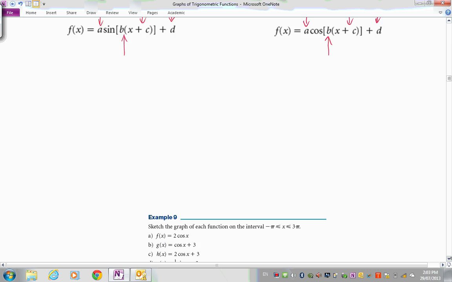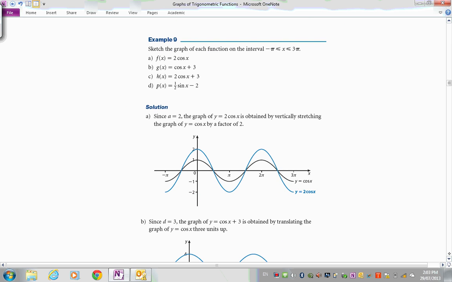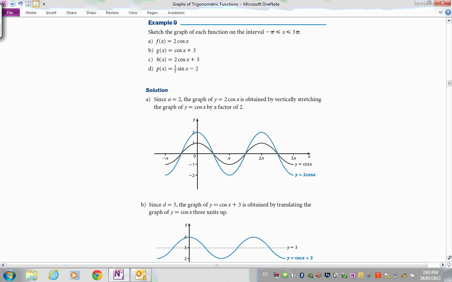Okay, are you ready? Here's some exercises here from Pearson's. Let's have a look. Sketch the graph of each function from negative pi to 3 pi. So what's 2 cos x likely to do? Well, let's have a look at cos x. Draw that first, from negative pi around to 3 pi. And plotting the values, cos x looks like this one.